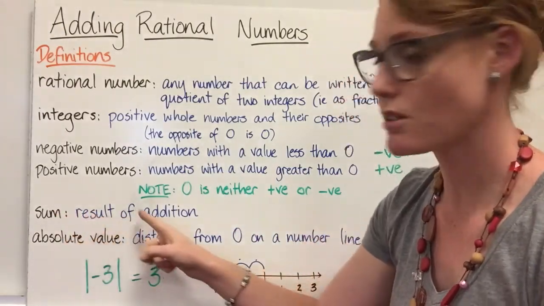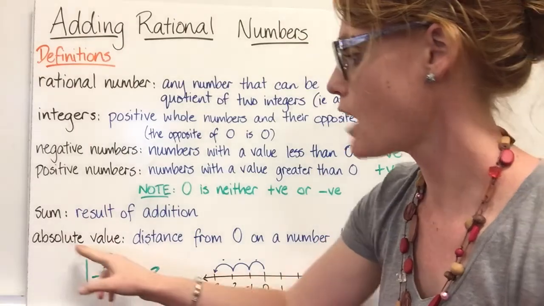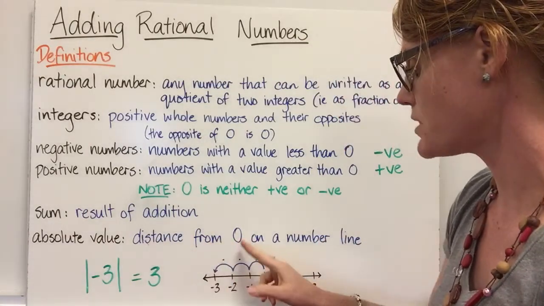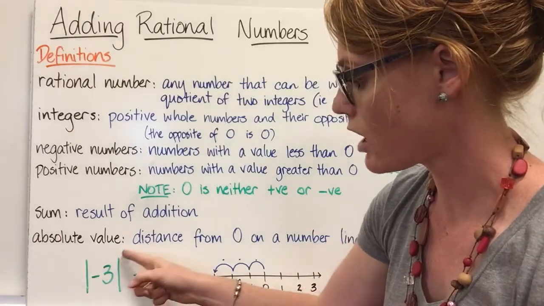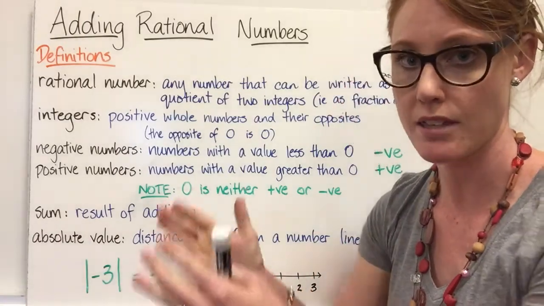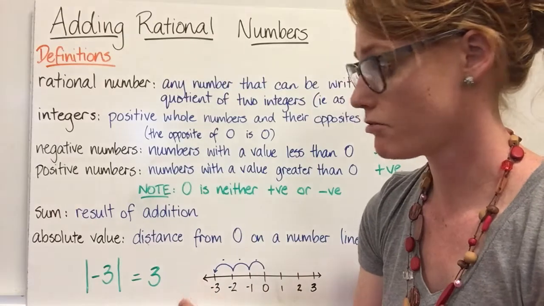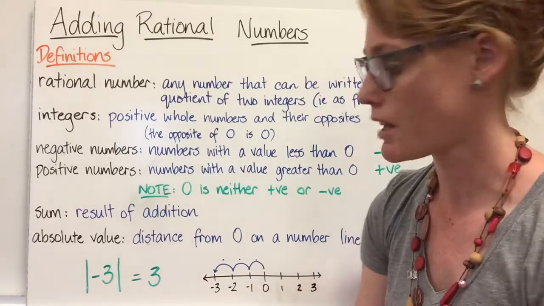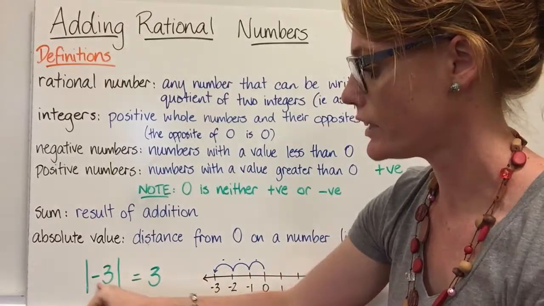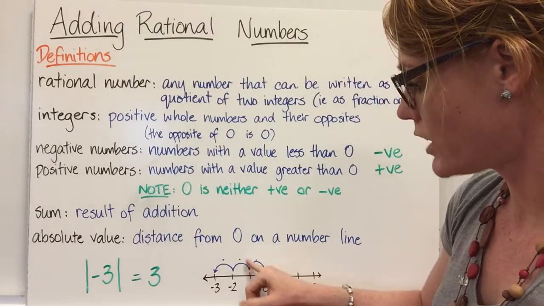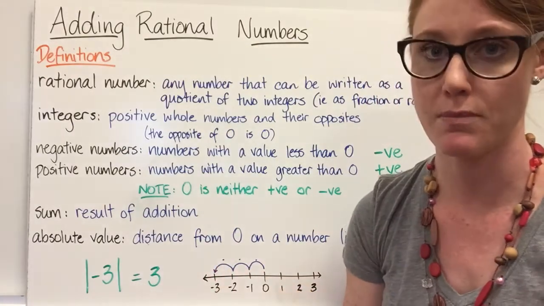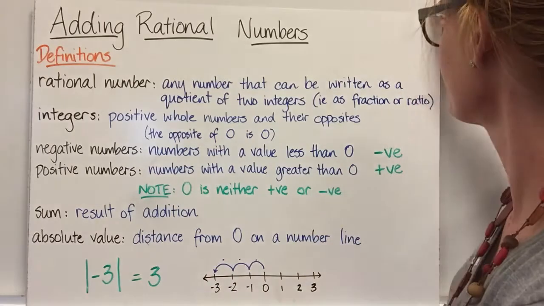A sum is the result of addition, and the absolute value is the distance from 0 on a number line. For example, if you see these two lines on either side of a number, that represents the absolute value of that number. So the absolute value of -3 is 3, because -3 is 1, 2, 3 spaces from 0 on a number line.